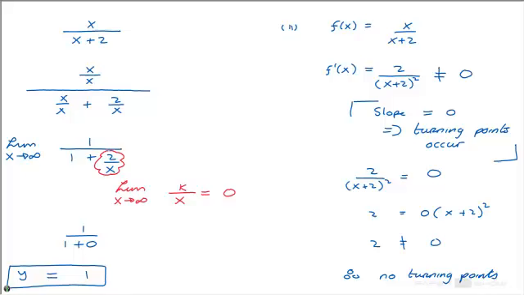You'll do something similar for the points of inflection. Points of inflection occur where the second derivative is equal to 0. So if we can show that the second derivative never equals 0, well then we can show that there are no points of inflection.